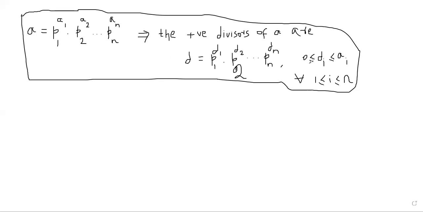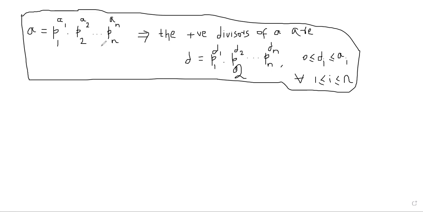Note that I put di to be 0. That means, as I mentioned to you earlier, you can just take the prime factors and ignore some prime factor. For example, let's say ignore pn. In that case, your dn will be 0, which is naturally correct because the rest of the d's will divide a. Okay.